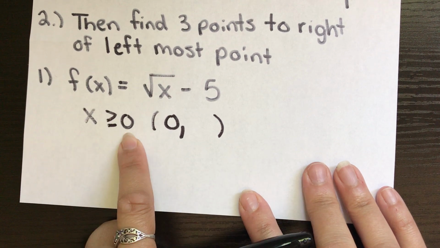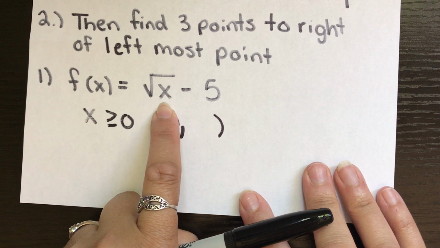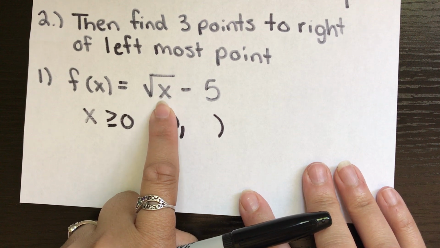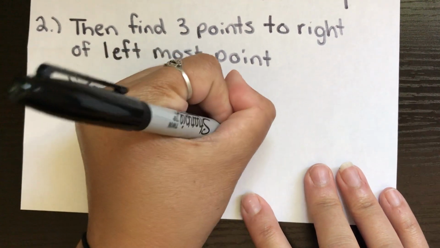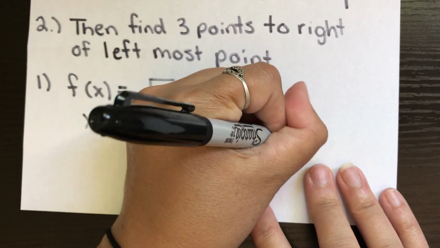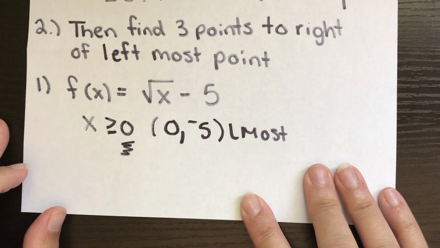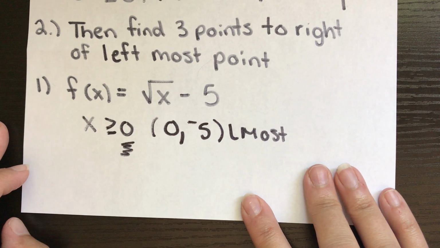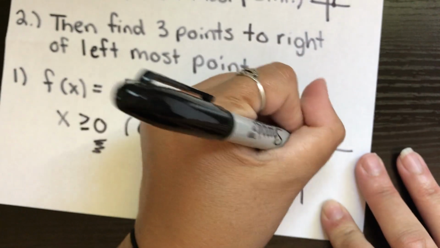So start with the number that you get here. So 0 is what I'm going to start with. What is the square root of 0? 0, and then 0 take away 5 is negative 5. This is my leftmost point. So once you get x isolated, this is the first number that you're going to plug in because this is what helps you find the leftmost point. I'm going to make a little sketch over here.